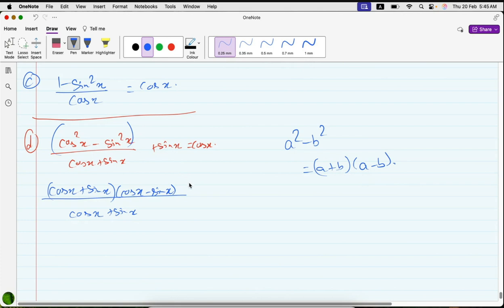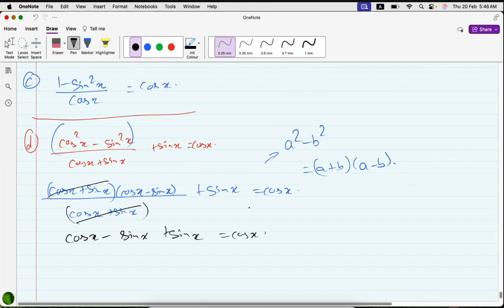Sorry, it disconnected. Applied the identity in the numerator. A square minus b square is a plus b into a minus b. So I could now just cancel out these two and I'm left with cos x minus sin x plus sin x is equal to cos x. So I'm just copying the right side. That was not too much to write. So cos x is equal to cos x. Left hand side is equal to right hand side.